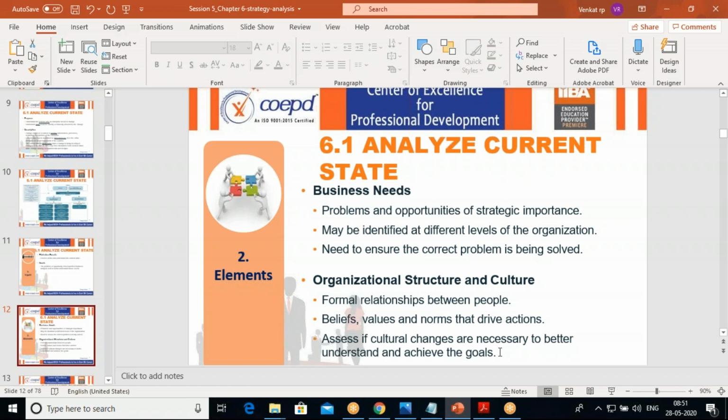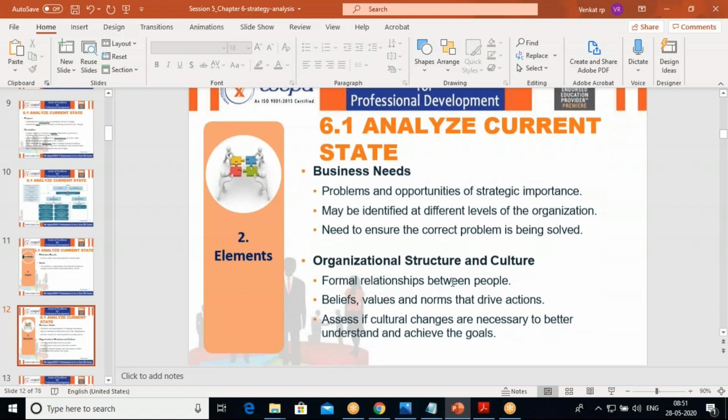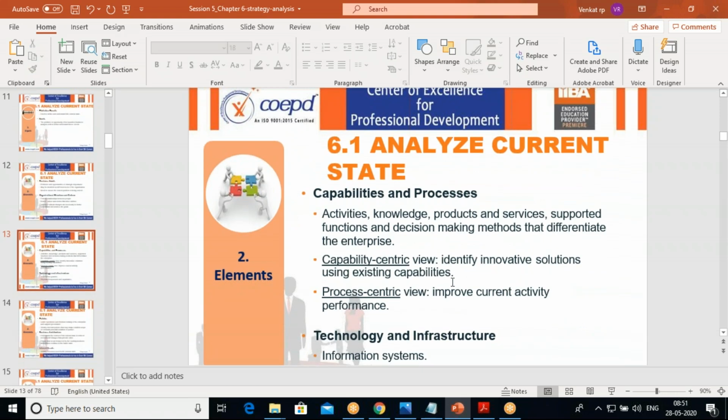Okay, now what we are trying to see here is the work culture and organization culture, and what the structure is. Is it a flat structure or do we have hierarchies? We need to understand the current state, how it is actually happening from these aspects. Okay, and then we will go with the capabilities and processes.